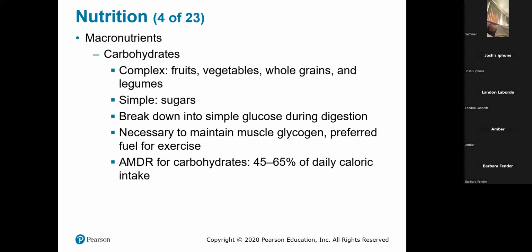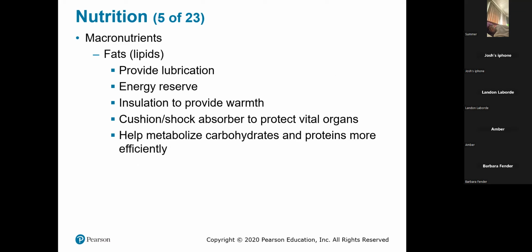If you're getting ready to go to a workout session at the gym, that's when you want to consume your carbohydrates so that you have the power needed for that exercise. AMDR for carbohydrates is 45 to 65% of the daily caloric intake. And again, it's about watching when you consume those carbohydrates so that you have time to burn them off.